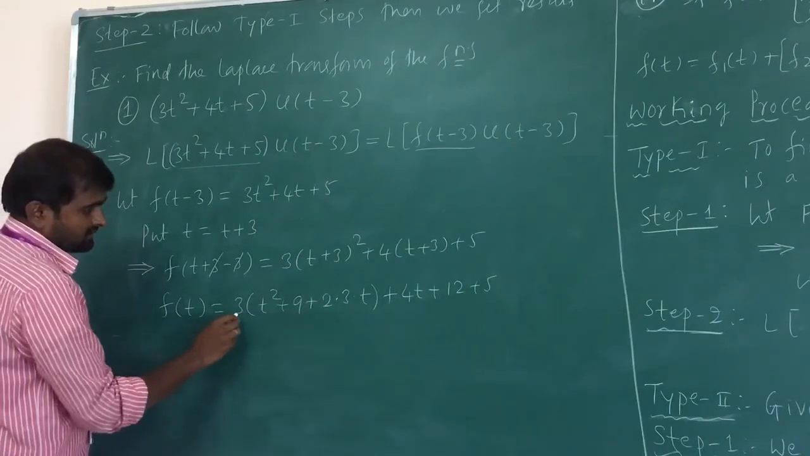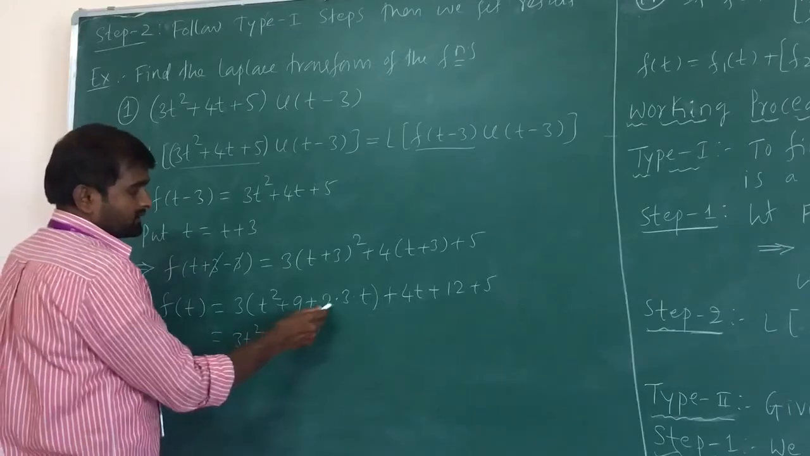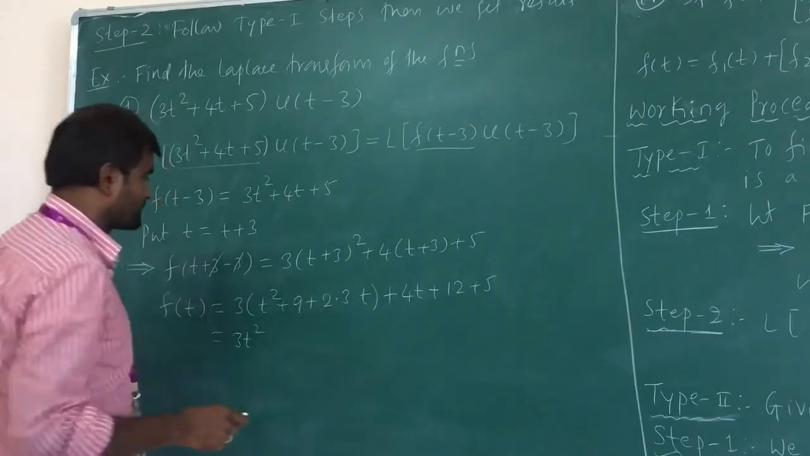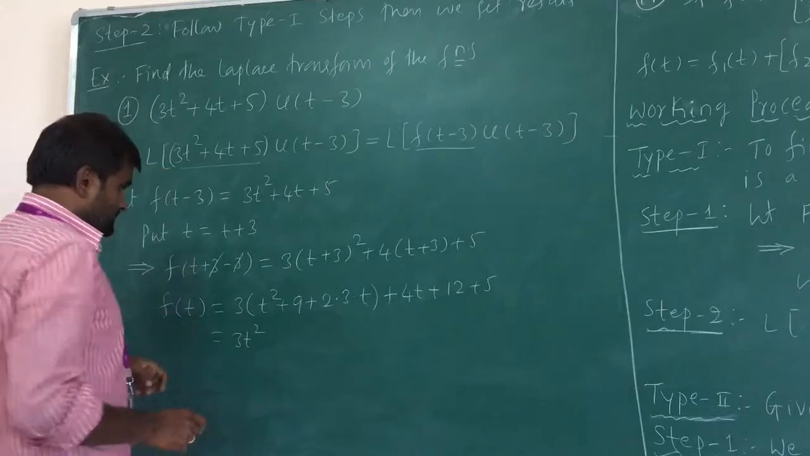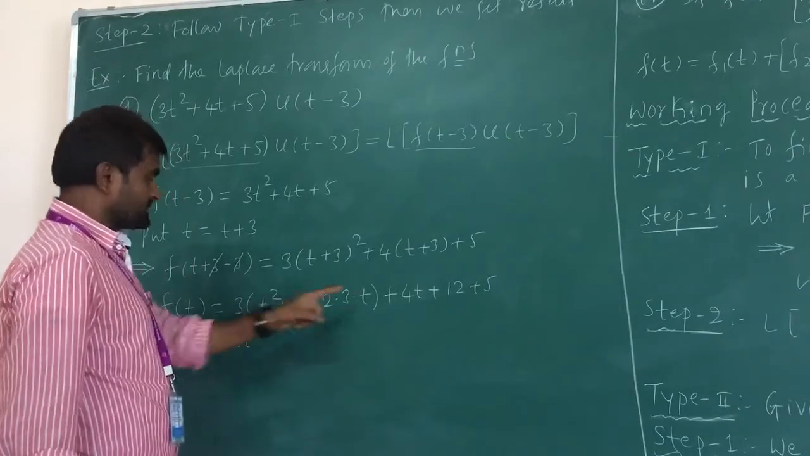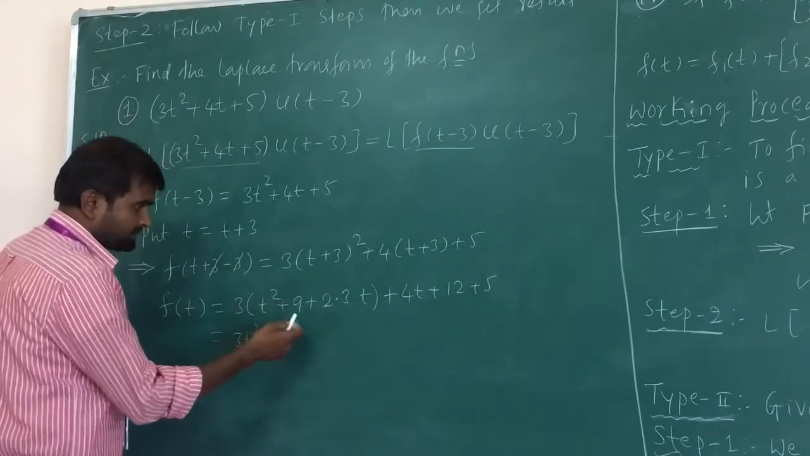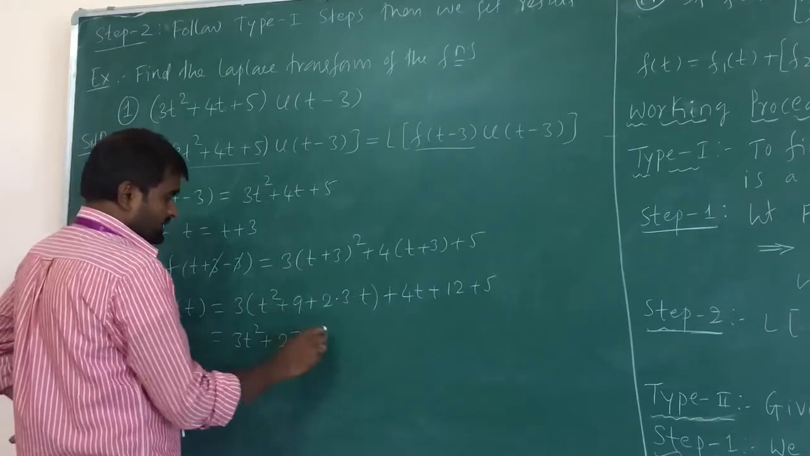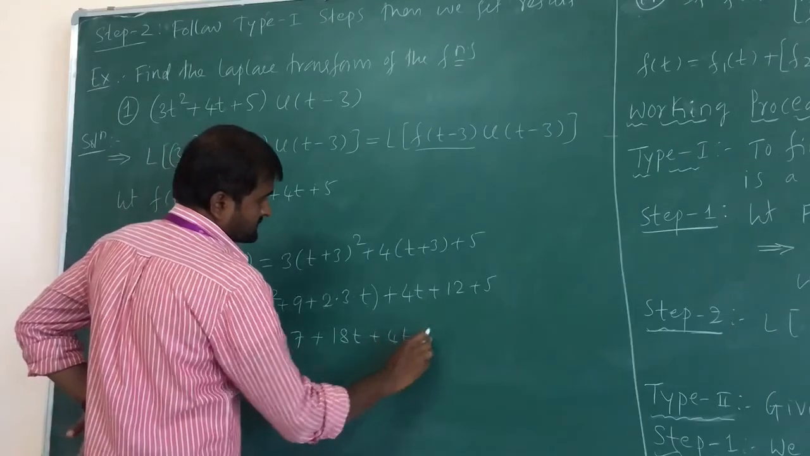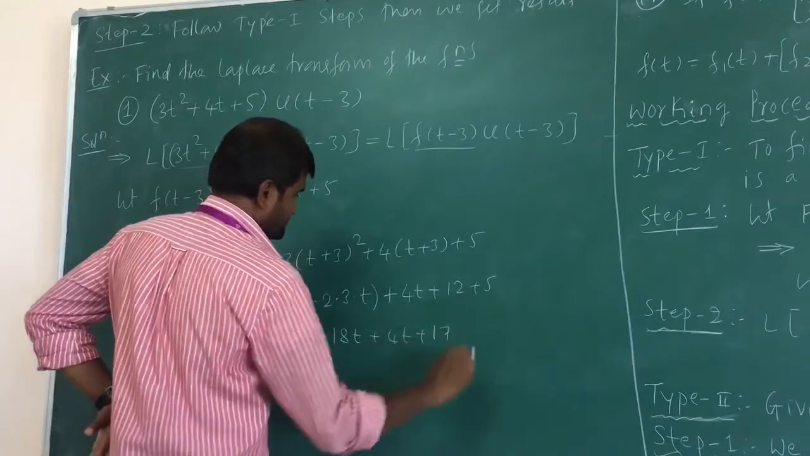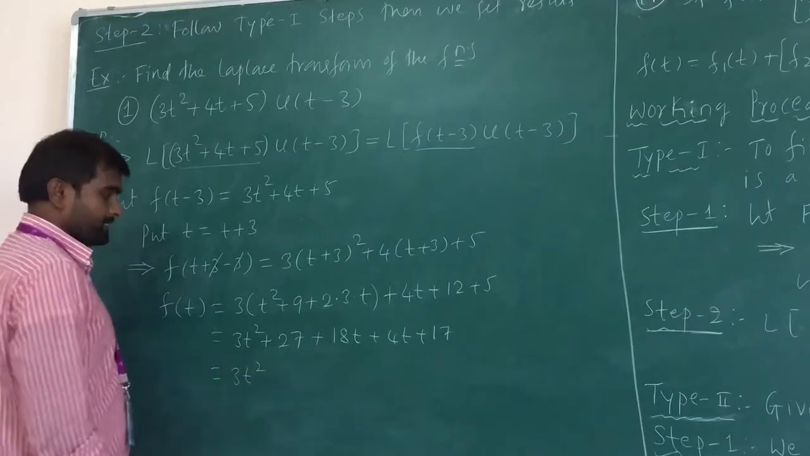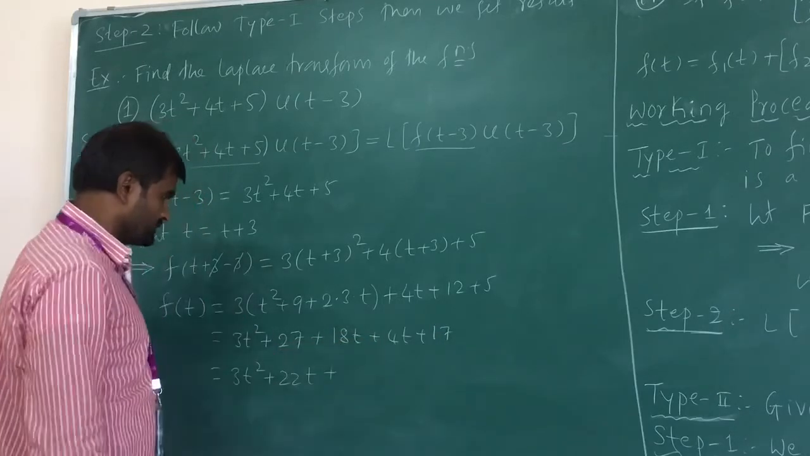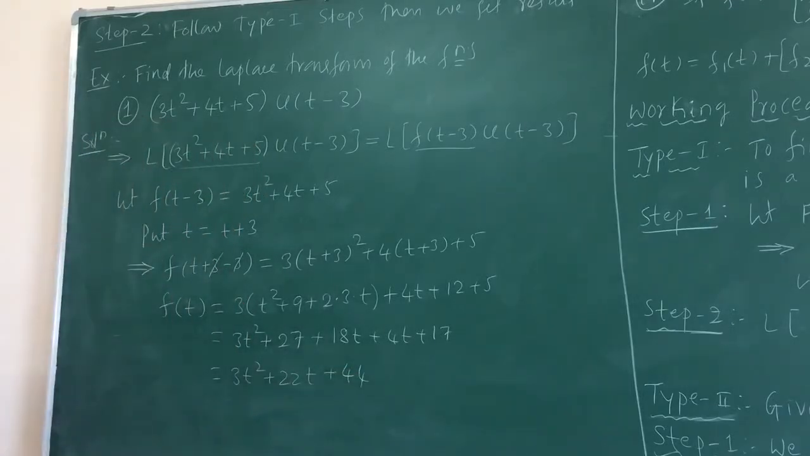Finally, again 3t square. Here 6t plus 4t is correct. Now this is 6 into 3, so 18. Now you can split the bracket, afterwards you can add. So 9 into 3 is 27, plus 6 into 3 is 18 into t, plus 4t. Now add together: 18t plus 4t is 22t, plus 27 plus 17 is 44. So this is f of t.